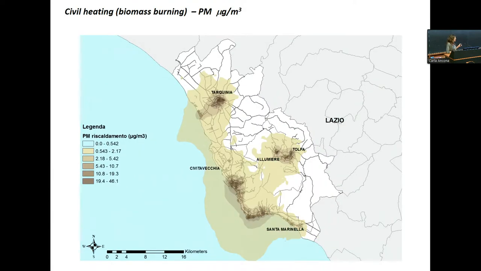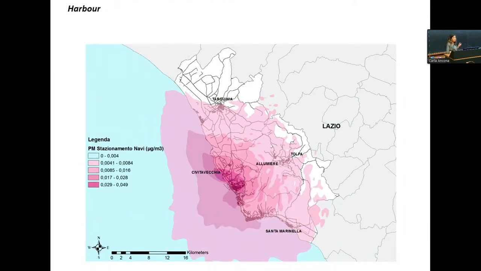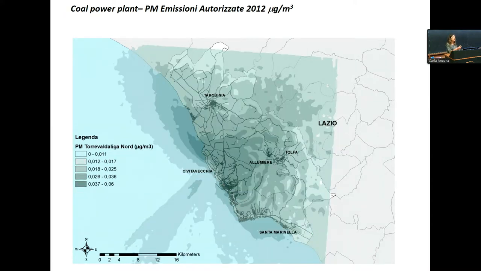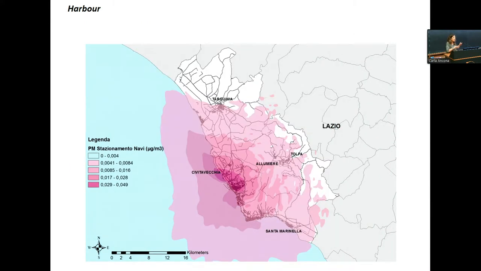And sorry, I don't want to rush. The harbor is more local. The value is maybe a little higher, but extremely local. Going back, this is the very high chimney, and you see how wide the dispersion is. Here the concentration is mainly in the zone very close to the harbor, because the chimney of a ship is, I don't know, 10 meters, maybe even less. And this is the related dispersion modeling.